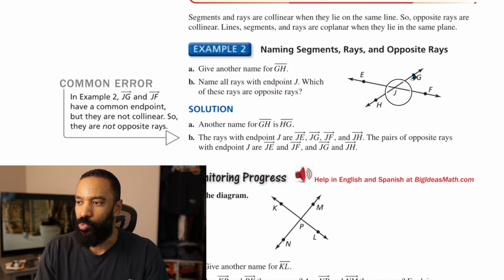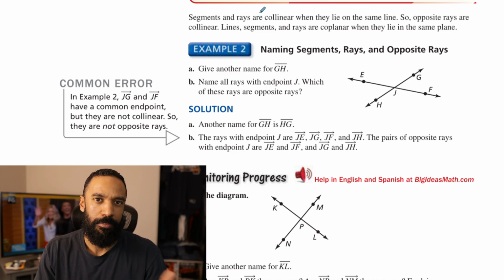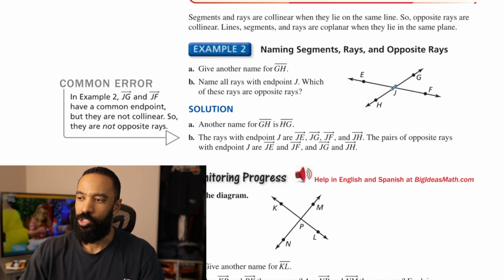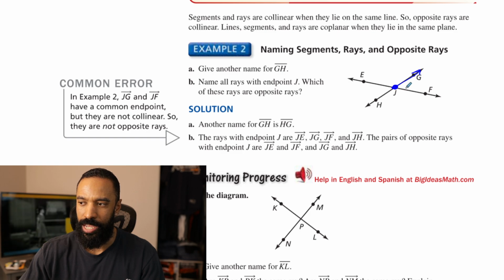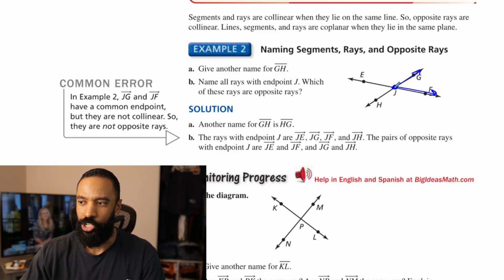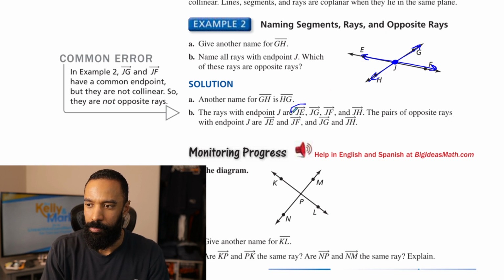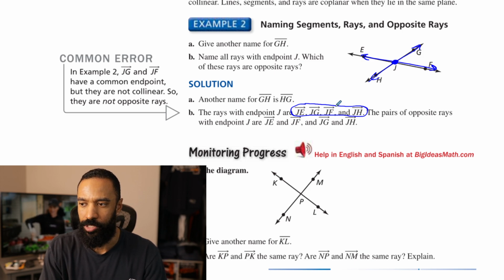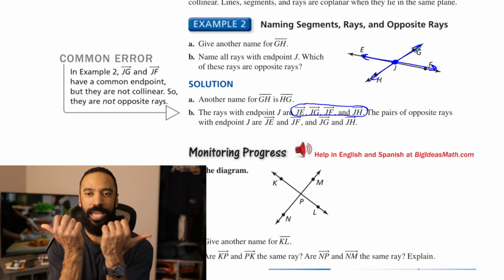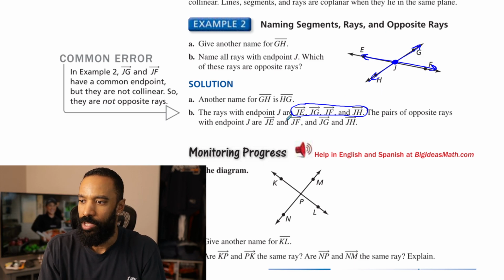Part B, name all rays with endpoint J. Which of these rays are opposite rays? Now, again, when we say endpoint, you might think of it more like a start point, right? So starting from J, we can go out there. Ray JG, ray JF, ray JH, ray JE. And those specifically, here's where they named them. Notice how J is the first one written. It's the endpoint, and it goes through the other points. Notice the arrow. Opposite rays, JE and JF are opposite rays. JH and JG are opposite rays. So they say JE and JF, JG and JH. Boom.